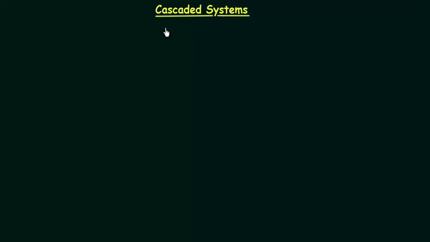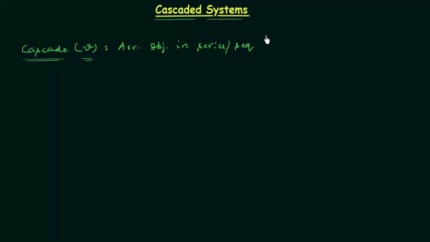In this presentation, we are going to learn cascaded systems. The word cascade in its verb form means arranging objects in series or sequence. So we can say that a cascaded system is a system in which objects are connected in series.